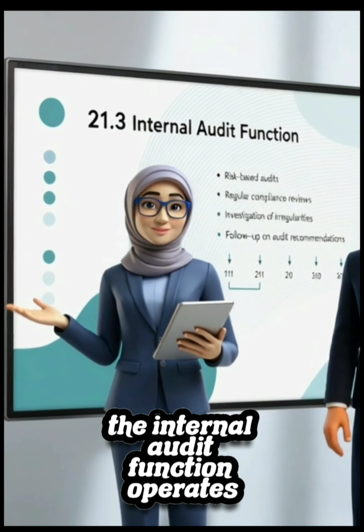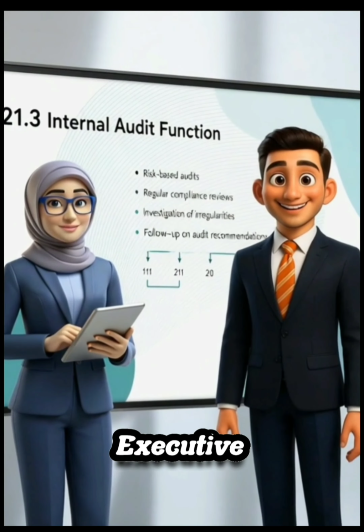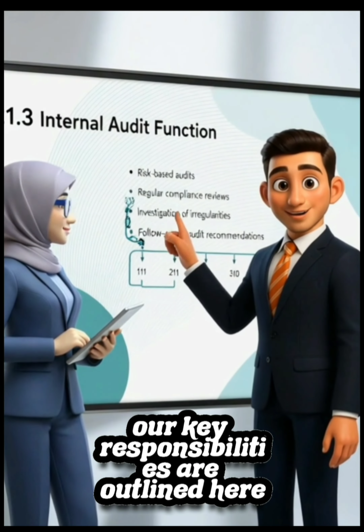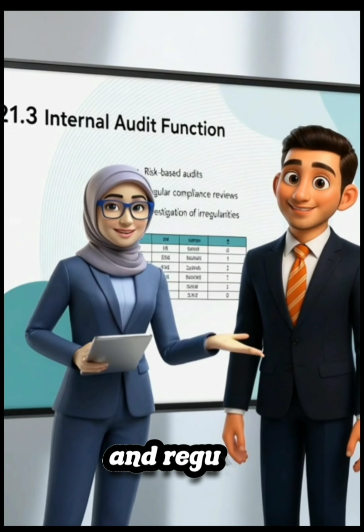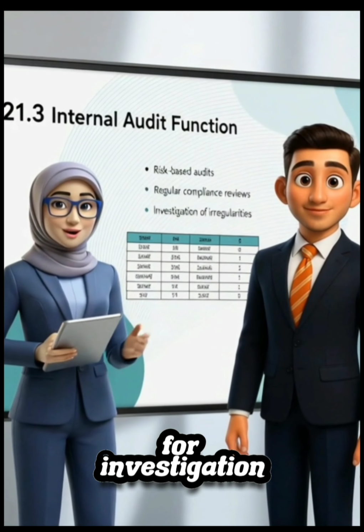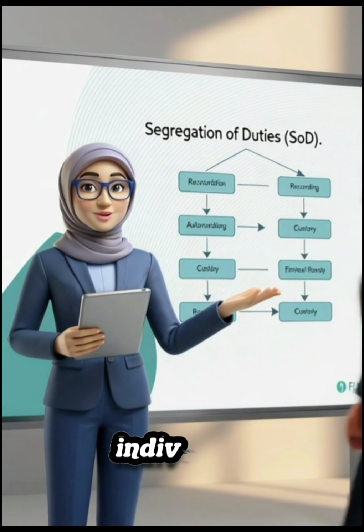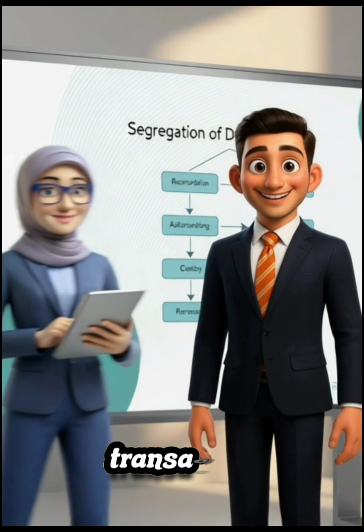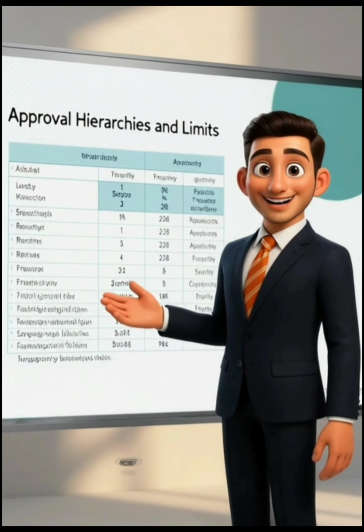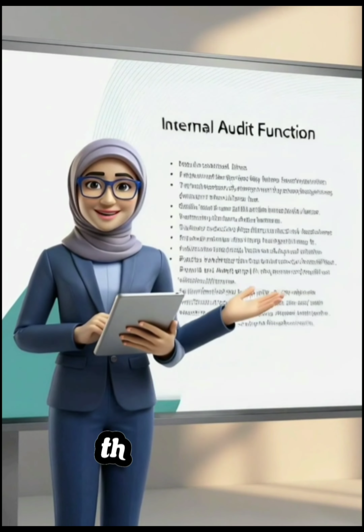The internal audit function operates independently, reporting to the Executive Secretary. Our key responsibilities are outlined here. We conduct risk-based audits and regular compliance reviews, with a clear process for investigation and follow-up. Segregation of duties, or SOD, ensures that no single individual controls all stages of a financial transaction. Moving on to approval hierarchies and limits. All transactions must follow the approved limit.